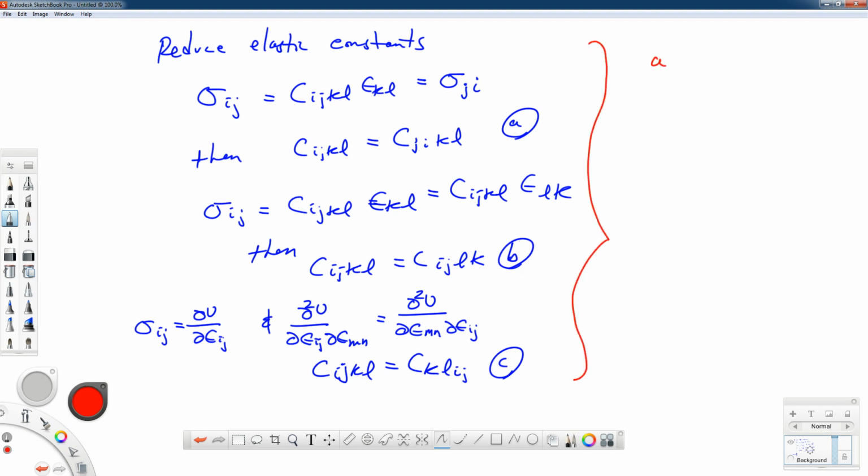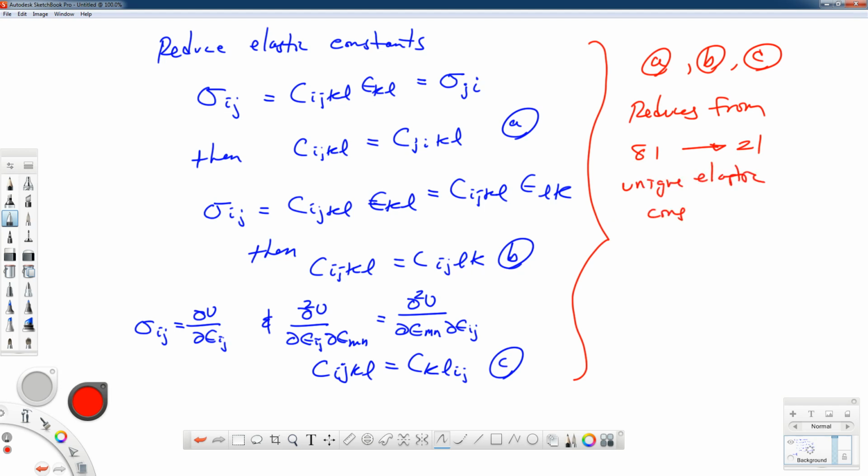And taken together, A, B, and C make the reduction from 81 terms down to 21 unique elastic constants for the most general anisotropic material.